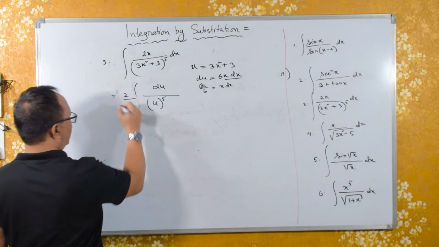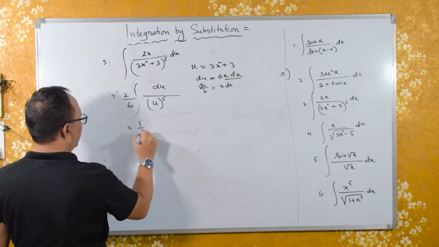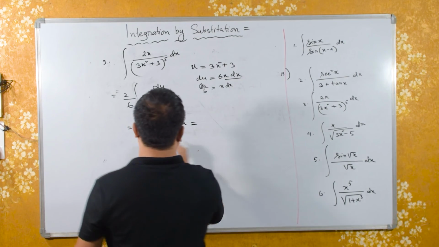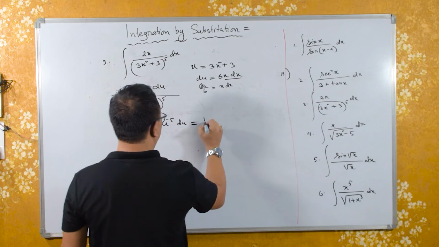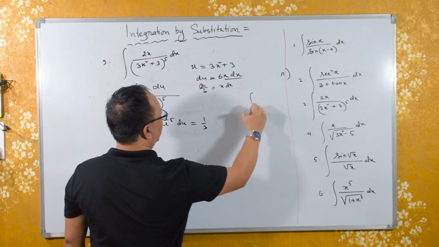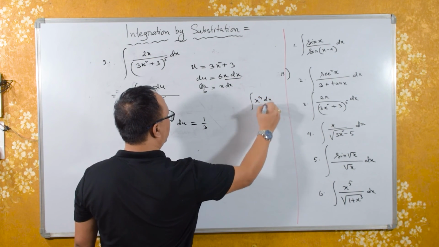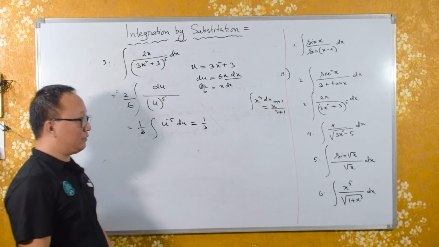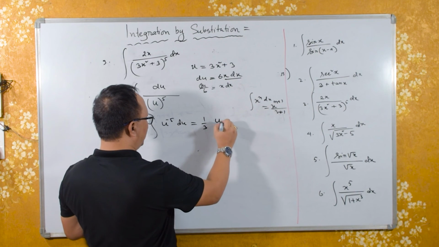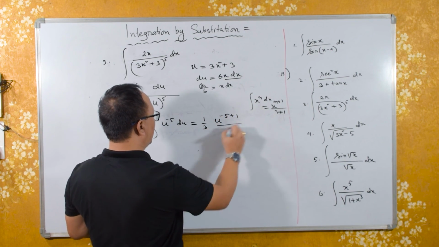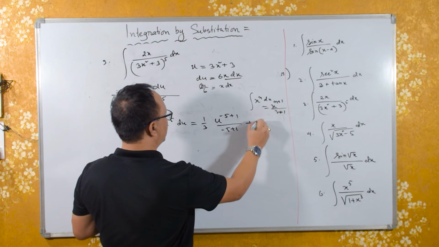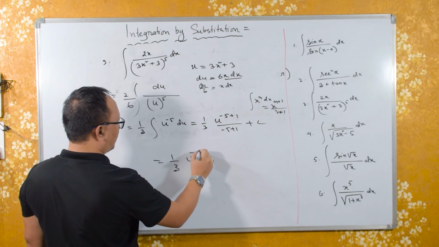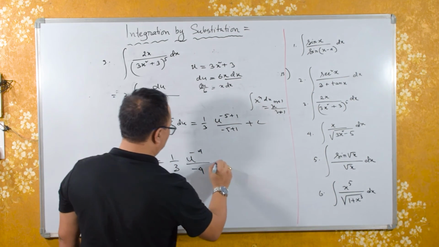This is the same as 2 upon 3. If I cancel, it's 1 by 3 integral of u raised to minus 5 du. This is by applying the formula: integral of x raised to n dx is x raised to n plus 1 upon n plus 1. Now here I am getting u raised to minus 5 plus 1 upon minus 5 plus 1, plus c. This is the same as 1 by 3 u raised to minus 4 upon minus 4.